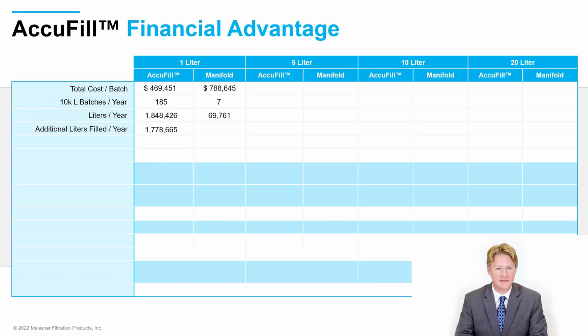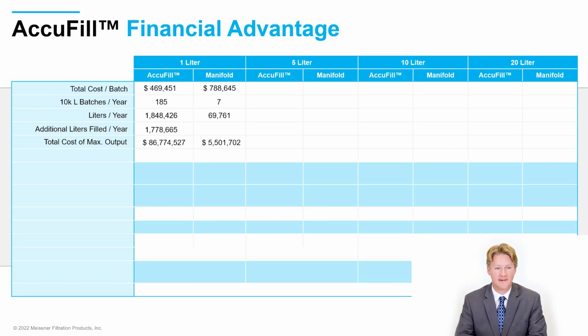The output in liters per year is about 1.8 million liters filled with the AccuFill system versus about 70,000 liters filled with a manifold system. And that's a difference of just about 1.8 million liters per year when using the AccuFill.